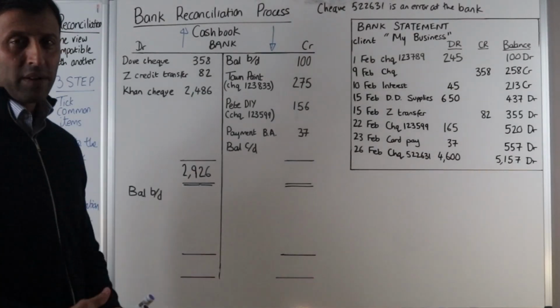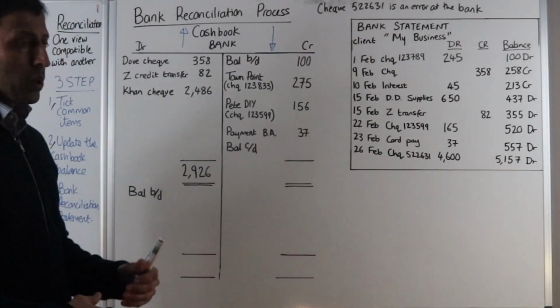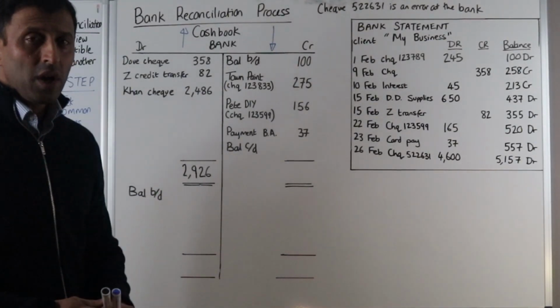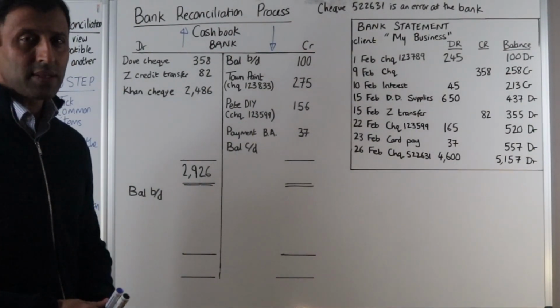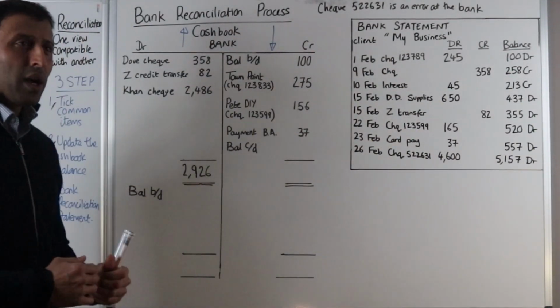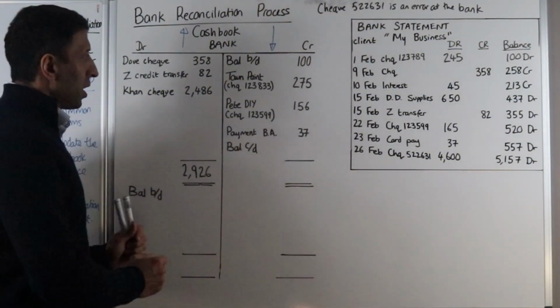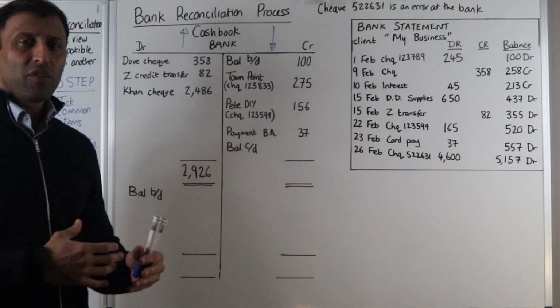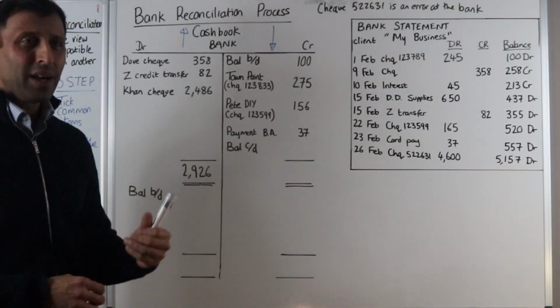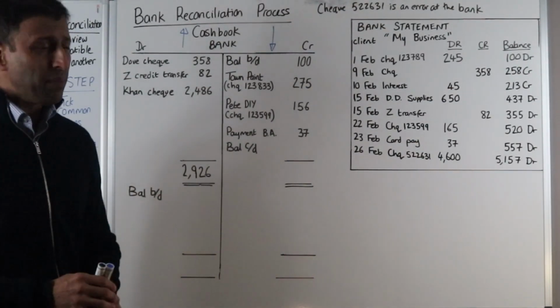Okay, welcome to bank reconciliations. We're going to quickly go through a question on a bank reconciliation, and I need to just clarify some basics. One is that the cash book is what the business keeps, is the business's idea of how much money they have in the bank without looking at their bank statement.